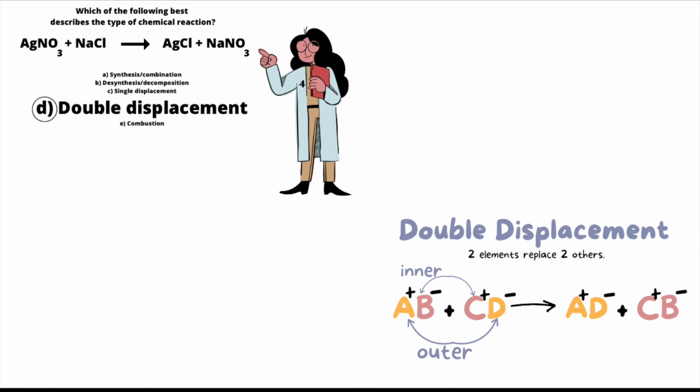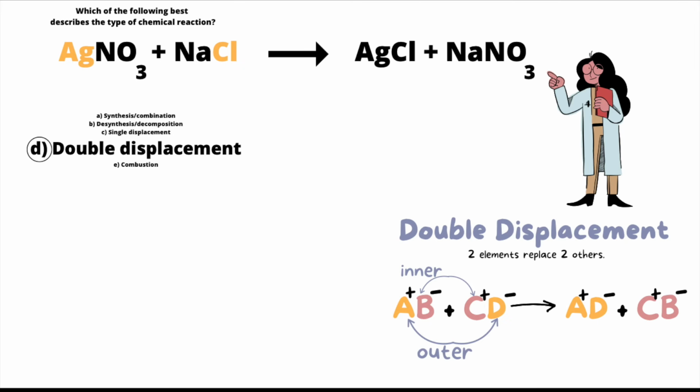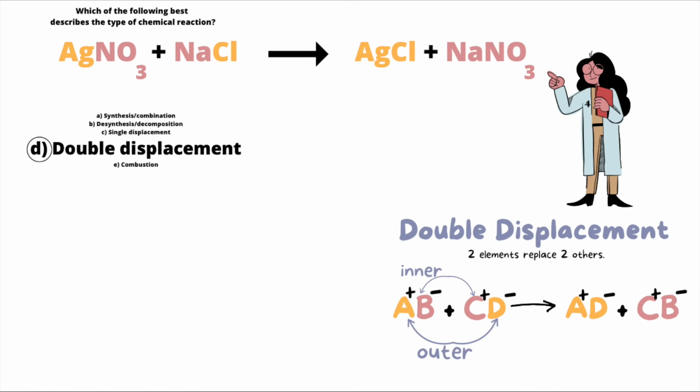Looking at our given example, how do we know that this is a double replacement or double displacement? Well, it looks very similar to the generic form we just went over. The two outer elements, Ag and Cl, combine to make AgCl, and the two inners, NO3 and Na, combine to make NaNO3.